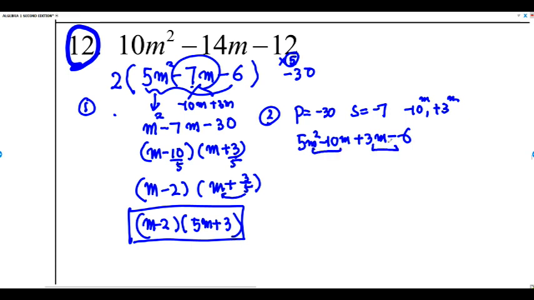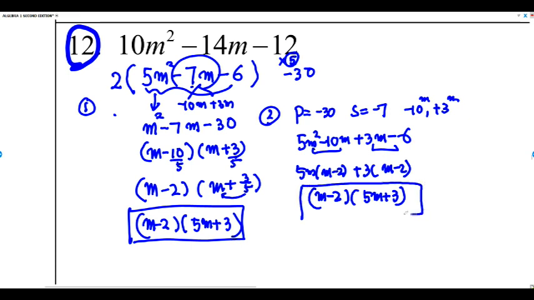5m is out, inside is m minus 2. 3 is out, m minus 2. So m minus 2 is a common factor, out, inside the parentheses 5m plus 3. Okay, which one is better? You can take either of these. Okay, that's all right for the factoring.